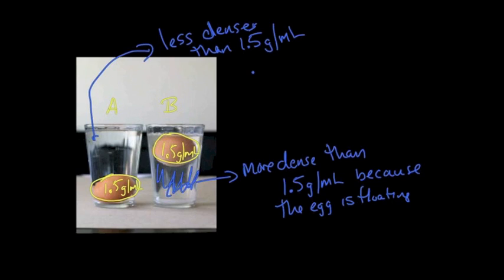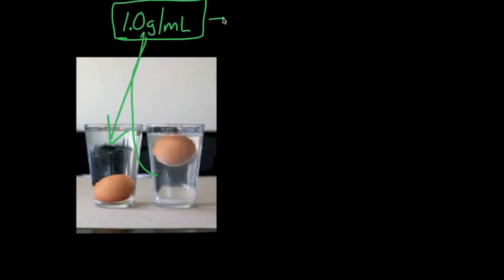Now let's erase this and check out a different scenario. Now, if we were to assume that these are the same liquids in each glass, that would tell us that the eggs have different densities. And for this example, let's just say it's water, and water's density is 1.0 grams per milliliter. Pure water has a density of 1.0 grams per milliliter.